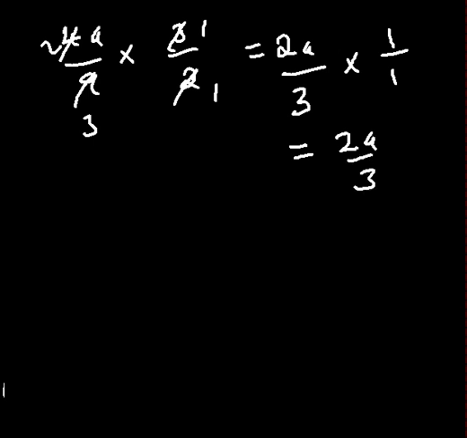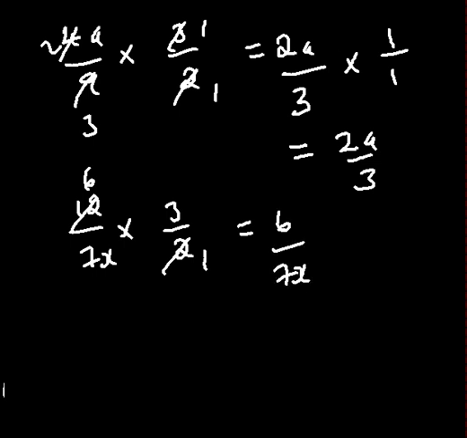Let's say we have 12 divided by 7x times 3 over 2. In this case, we can cross cancel. We have 2 into 12, that is 6, and 2 into 2 is given as 1. This is the same as 6 divided by 7x times 3 over 1. So in this case we'll have 18 divided by 7x.